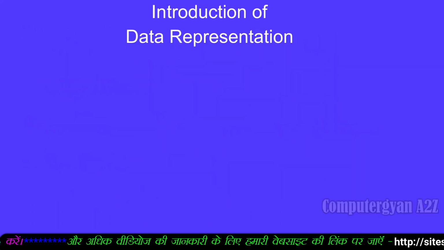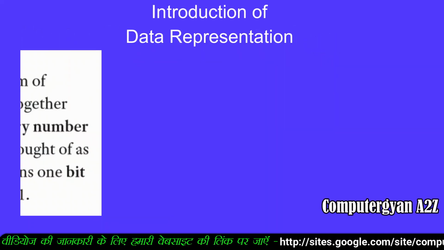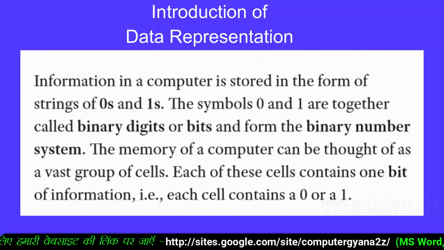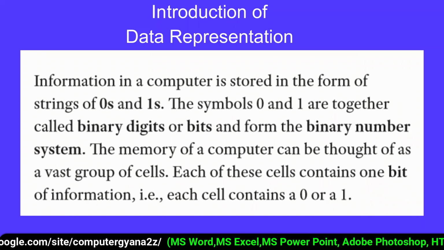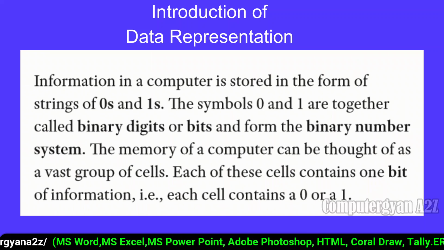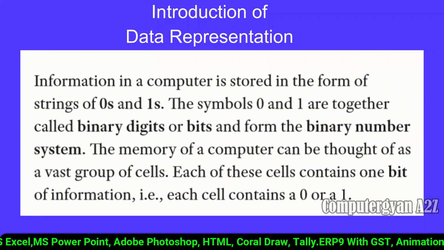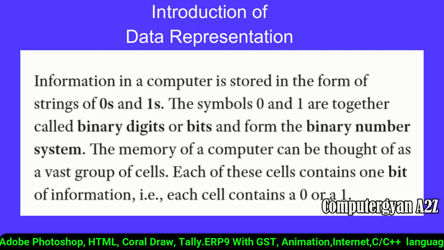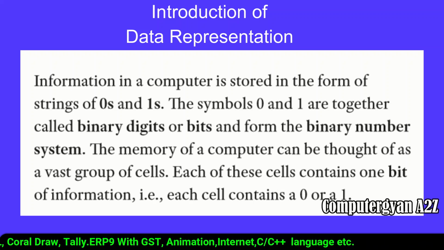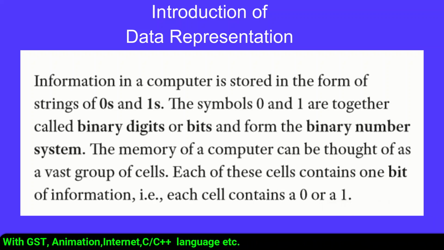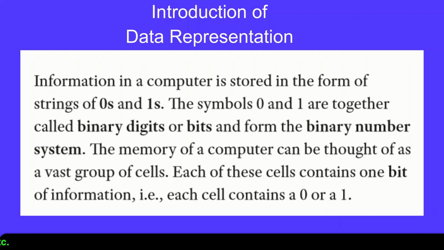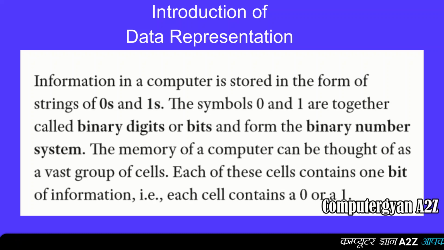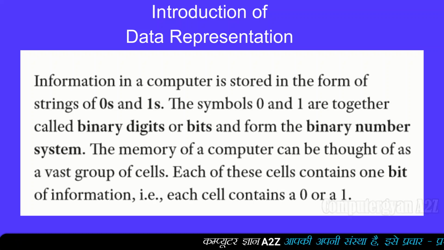Introduction of data representation. Information in a computer is stored in the form of strings of zeros and ones. The symbols 0 and 1 are together called binary digits or bits and form the binary number system. The memory of a computer can be thought of as a vast group of cells. Each of these cells contains one bit of information. Each cell contains a 0 or a 1. Let me try to understand.